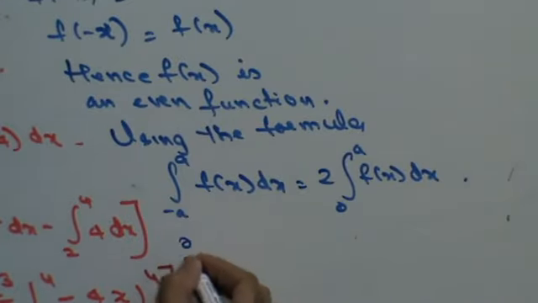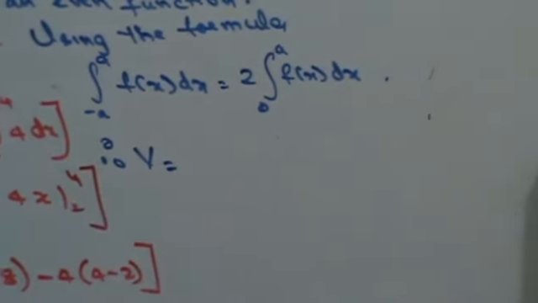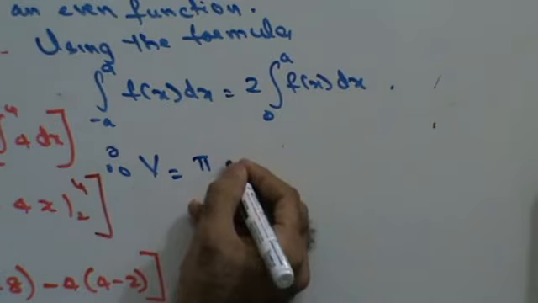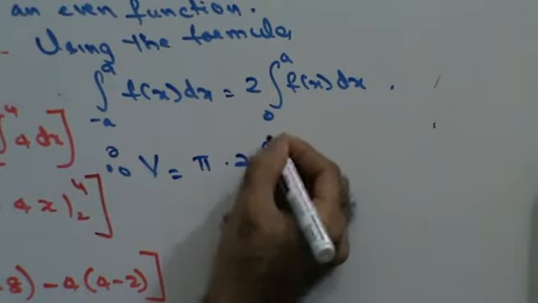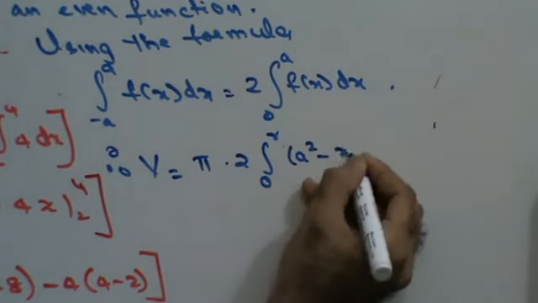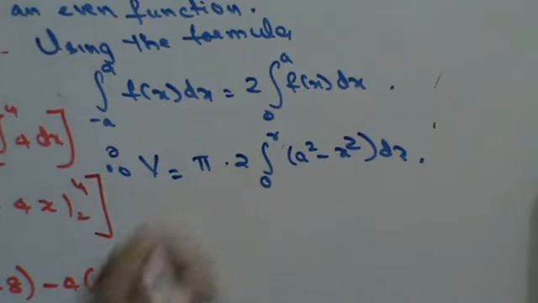I can say therefore, volume is going to be, instead of writing from minus r to r, I can write from 0 to r if I use this formula. Right? So this is going to be pi times 2 into the integral from 0 to r of a square minus x square with respect to x. Right? Now, once you have this, then you can solve the equation.